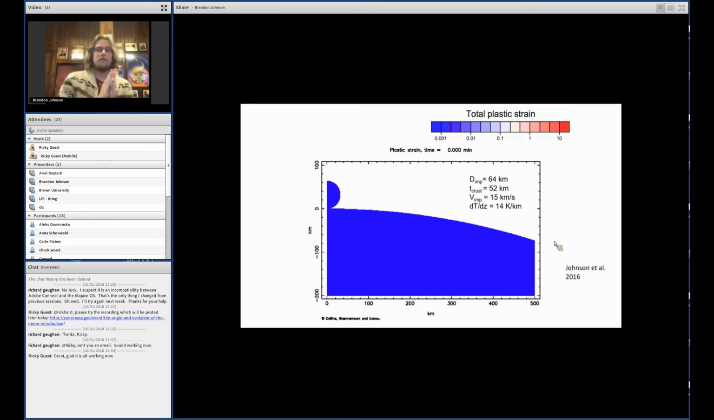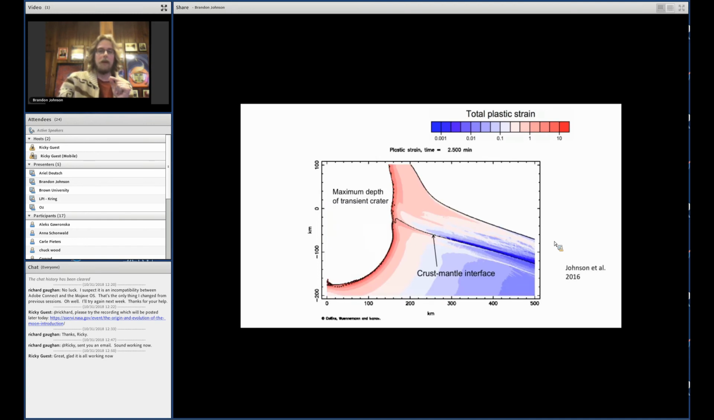The left side of this plot is the symmetry axis. You can see the impactor on top of the Moon, cut in half, and you can reflect it across in your mind. The material is colored according to total plastic strain, which is a way to show faults. Where we have really high total plastic strain in a linear region, that's where we would get a large normal fault.